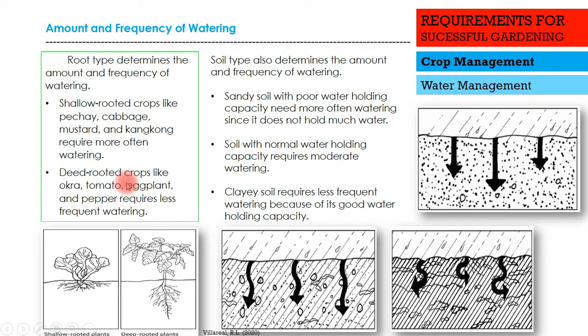Soil types also determine the amount and frequency of watering. Sandy soil with poor water holding capacity needs more frequent watering since it does not hold much water. For soil with normal water holding capacity, the soil requires moderate watering. However, clay soil requires less frequent watering because it has a good water holding capacity.